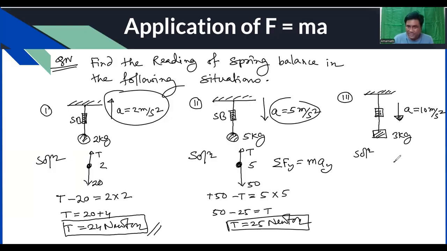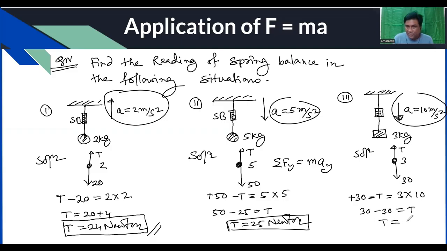Here you see, say this is T, okay? So downward force is 30, upward force is tension. I don't know what is the value of tension, I'll calculate. Acceleration is downward, so I have to take the downward force as positive and upward force as negative. Net force equal to mass into acceleration. So from that you can see 30 minus T equal to 30 into 10 by 10, so 30 minus 30 equal to T. So T equal to 0.